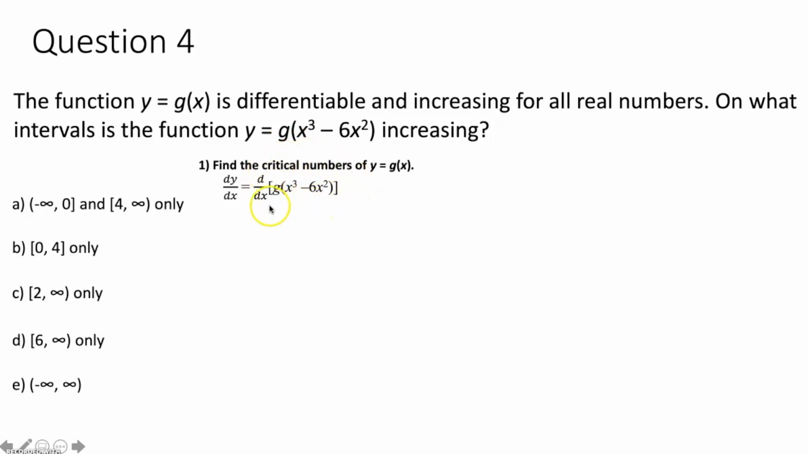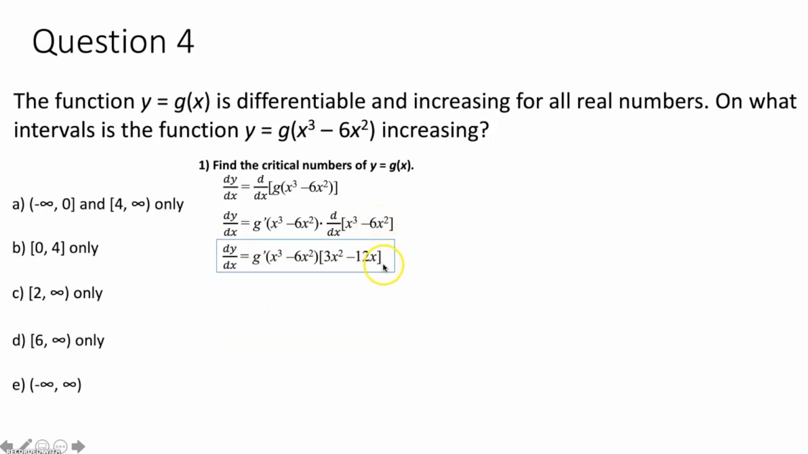So I'm going to take the derivative of the outer function first. Derivative of g is just going to be g prime of x cubed minus 6x squared. That stays the same. But then I multiply by the derivative of my inner function. The derivative of x cubed minus 6x squared is going to be 3x squared minus 6 times 2x to the first, so minus 12x. Now I have my derivative of this function.